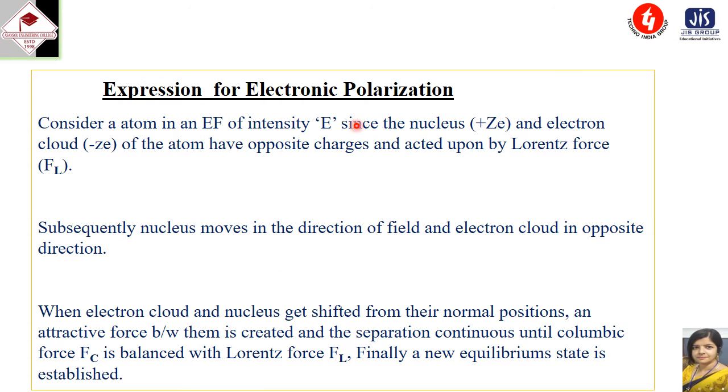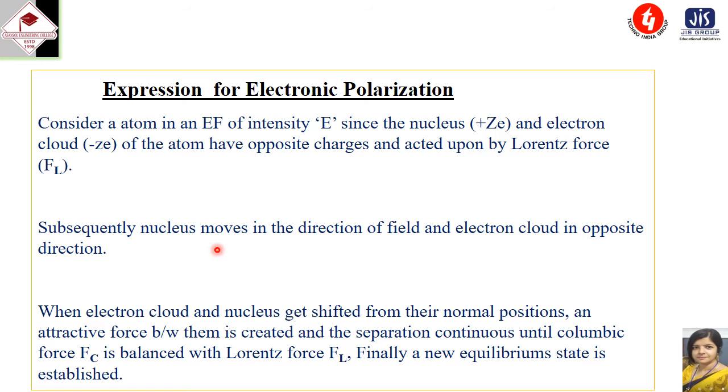Next, expression for electronic polarization. Consider an atom in an electric field of intensity E. Since the nucleus is plus Zd and the electron cloud is minus Zd, the atom has opposite charges and is acted upon by the Lorentz force Fl. So we know that as the nucleus has plus Zd charge and the electron cloud has minus Zd charge, they are opposite charges and are acted upon by the Lorentz force Fl.